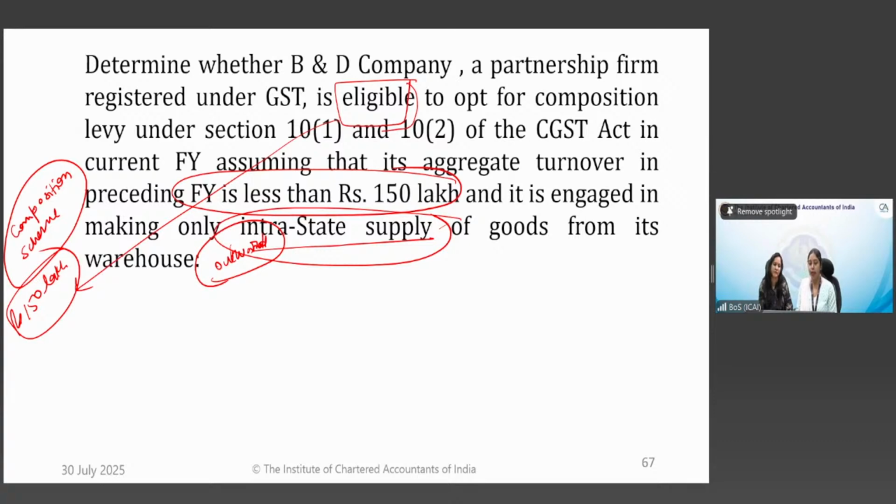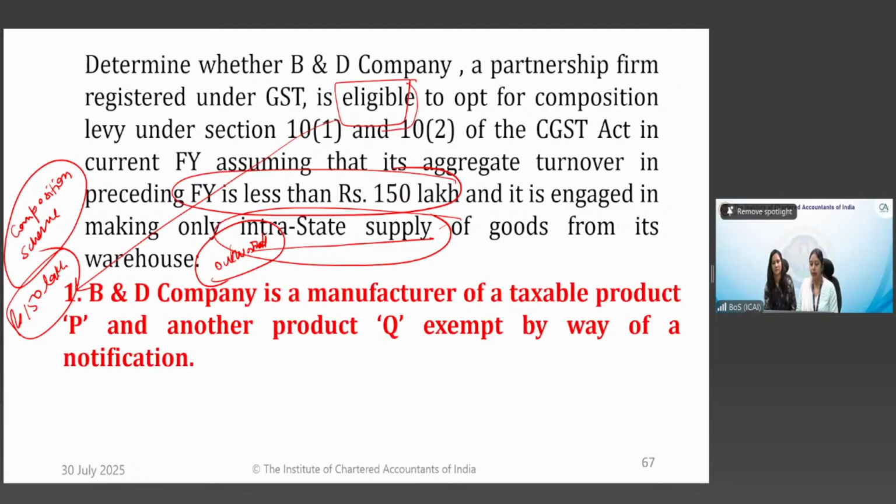So the B&D company is a partnership firm. Whether it is eligible to opt for the composition scheme under section 10(1) or 10(2). It is engaged in making outward supplies of intrastate. All these things are given in the question part, making it eligible.